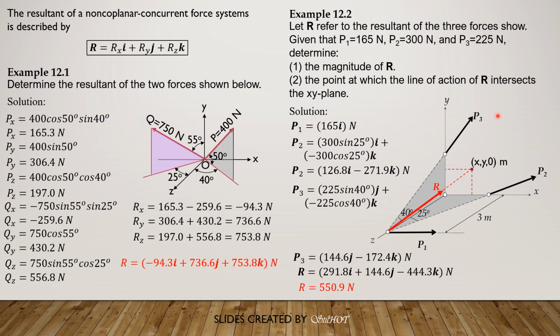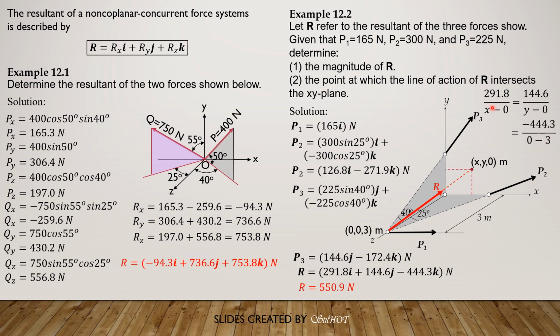So by similar ratios, we have 291.8 as to terminal minus initial. The initial point, the intersection of all these lines of action of forces, would be at 0, 0, positive 3. So delta x is x minus 0. So 291.8 as to x minus 0 equals 144.6 as to y minus 0, which equals negative 444.3 as to 0 minus 3.